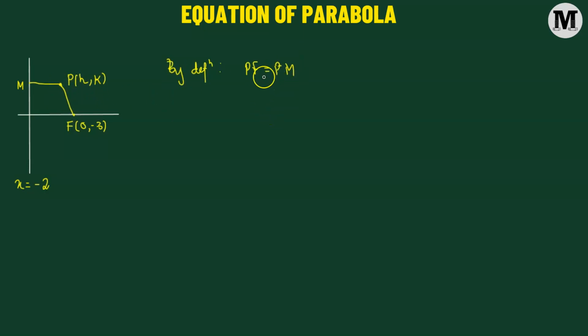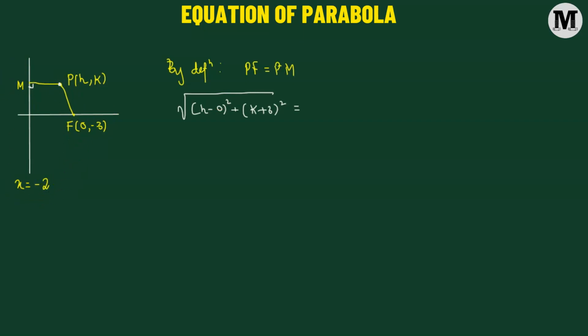Let's try to find out the length of PF. We can easily find the length because the coordinates of the endpoints are given to us. So here we can use the distance formula. So we'll take a square root. Underneath the square root we take the difference of the x coordinates, so that's h minus 0, square it and then add it to the difference of the y coordinates. So we'll take k minus -3, which gives us k plus 3 whole square, equals, now how do we obtain the value of PM? PM is the perpendicular distance of this point P from the straight line x equals -2.